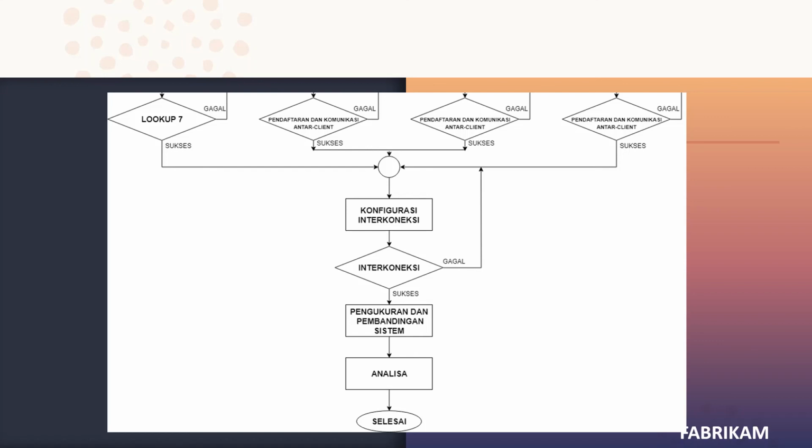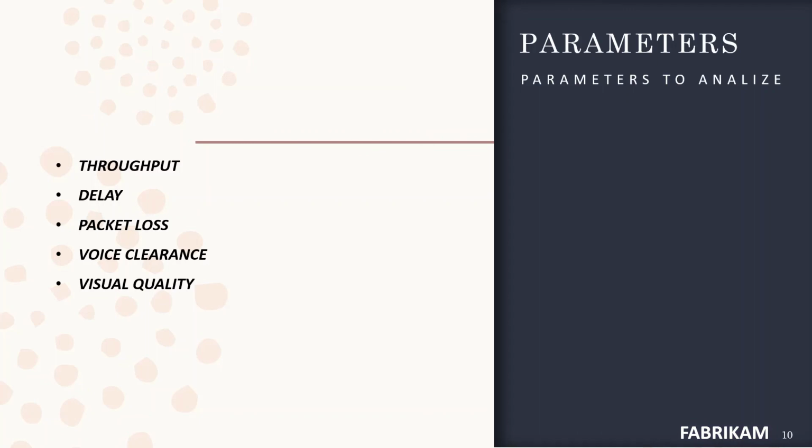Then we can make the performance analysis by a few parameters. There are 5 parameters: first is throughput, and then delay, packet loss, voice clearance, and visual quality. So by these 5 parameters, we can see whether the quality of the video call is good enough or not.